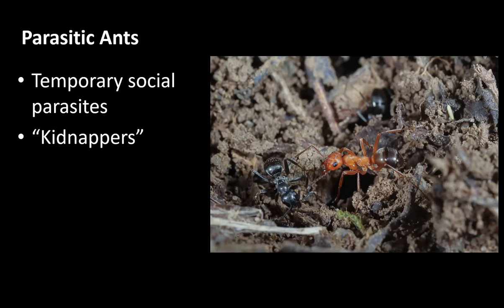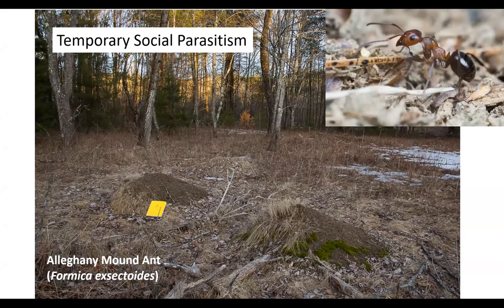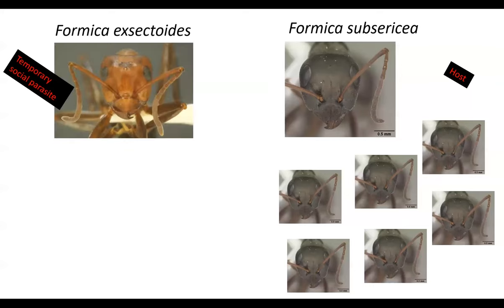So there's two types of parasites that I'll talk about today. There's other types, but these two are probably the most common that you'll come across. So one, temporary social parasitism, again, Allegheny mound ant with its large mounds. This is a temporary social parasite. And what this means is that we'll pretend that these are queens. There are photos of workers, but we'll pretend they're queens.